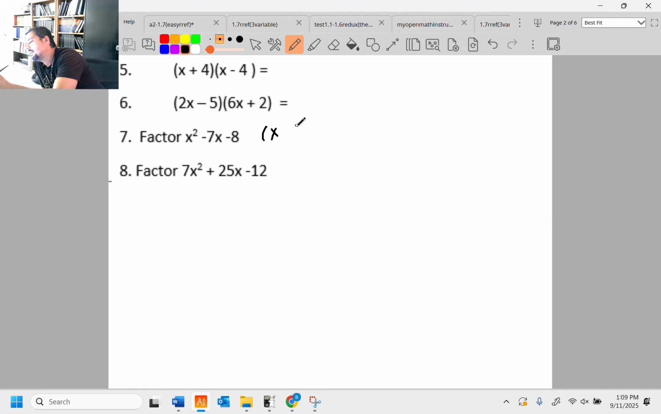Alright, what's it take to make an x squared? It takes an x and an x. What's it take to make an 8? Probably a 1 and an 8. I need to add the negative 7, so the 8's negative, the 1 is positive.